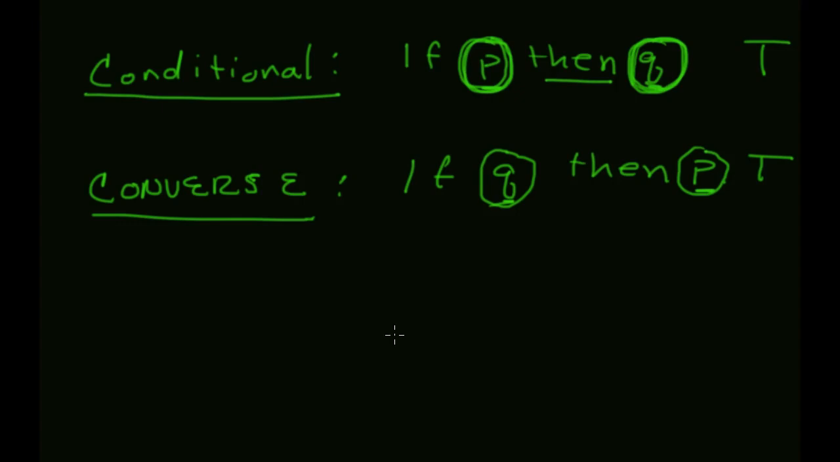Let's try: if I am a Garrison Forest student, then I attend an independent private school. Well, okay, that's true. All Garrison Forest students attend an independent private school. But the converse of that statement would be: if I attend an independent private school, then I'm a Garrison Forest student. That's definitely not true.